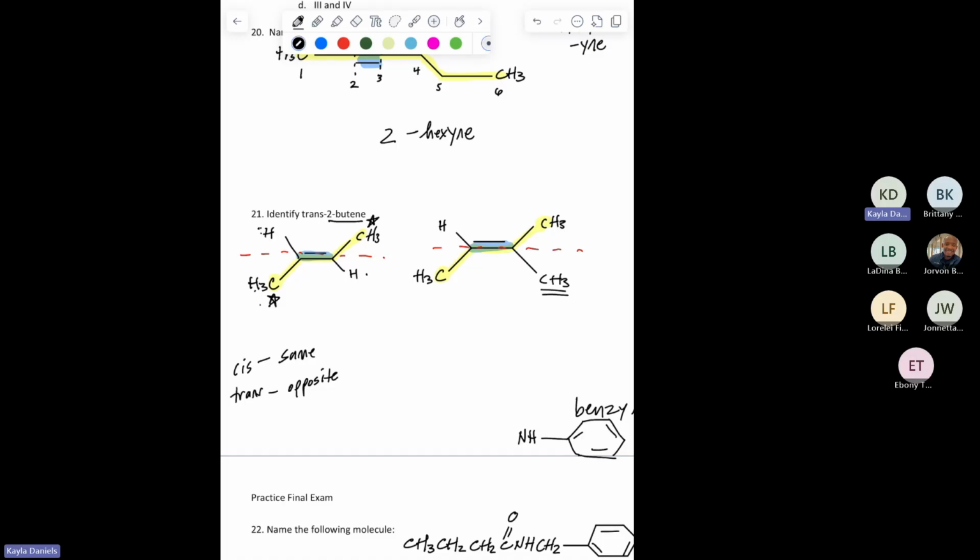So we have our heaviest groups across the axis here. So this is definitely trans. Here, when we compare, again, this is going to be our heaviest group. This one, they're equal. So this one actually would not qualify as being a cis or a trans because they're equal, and you wouldn't need the cis or trans. So that leaves this one as the trans-2-butene.